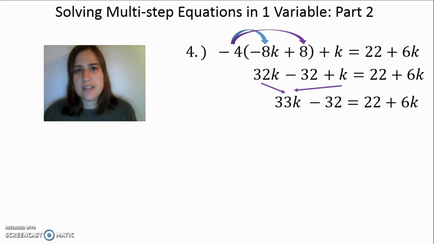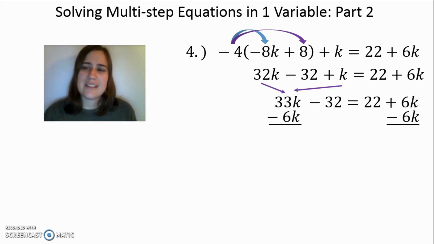The biggest mistake that I see on these kind of problems is people want to subtract that k and the 32k. But that doesn't make any sense because they're on the same side and we can just put them together. That only makes sense if they're on separate sides of the equal sign.